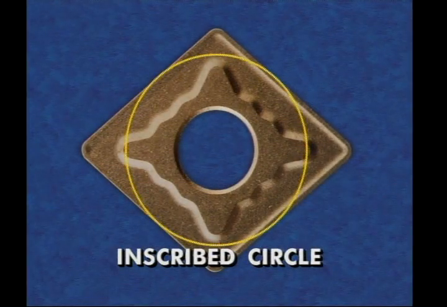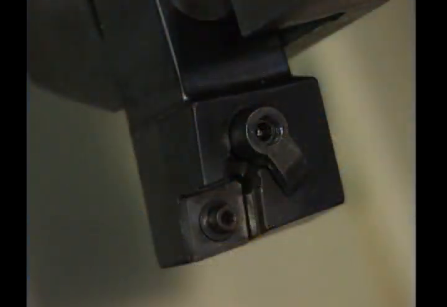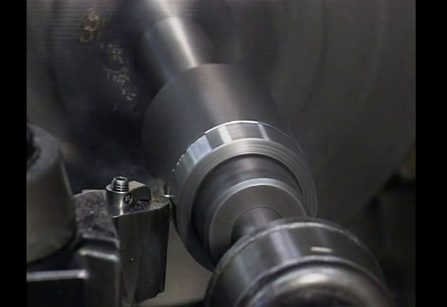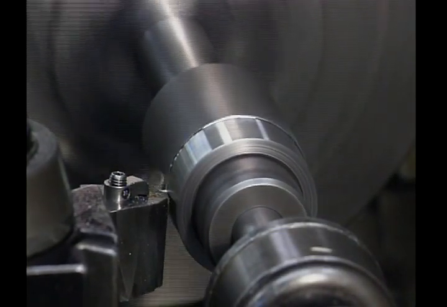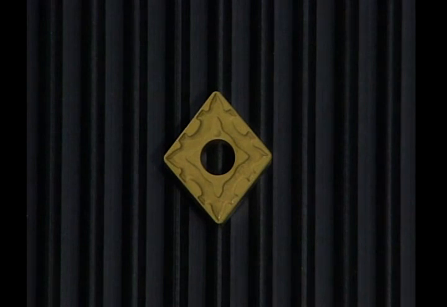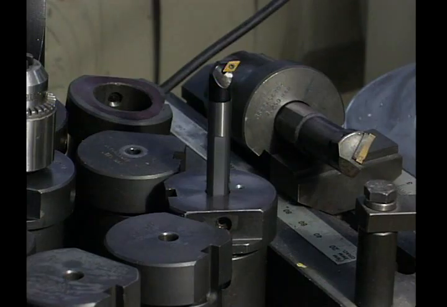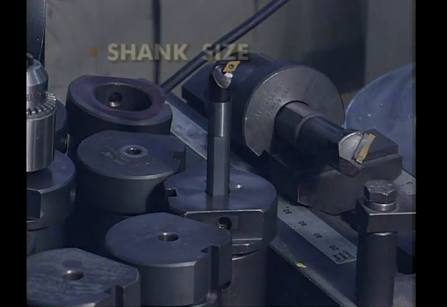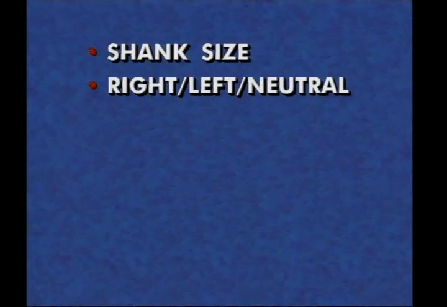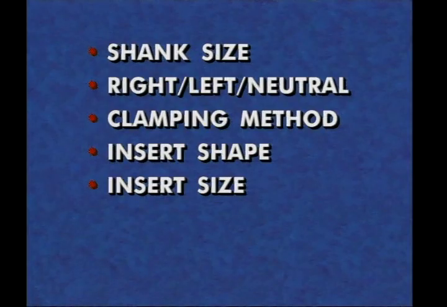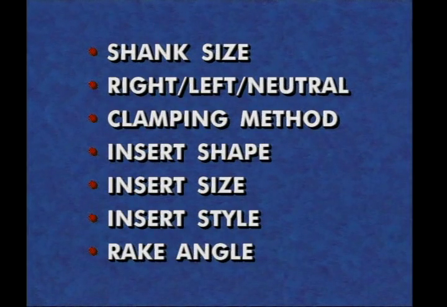Insert size is designated by its inscribed circle, and the inscribed circle size of the insert must match the pocket size of the tool holder. In turning, making a chip is only half the battle. The other half is effectively breaking the chip with the right chip breakers and operating parameters. Tool holders and boring bars may be designated by their shank size, hand of the tool, method of clamping, insert shape, insert size, insert style, and rake angle.